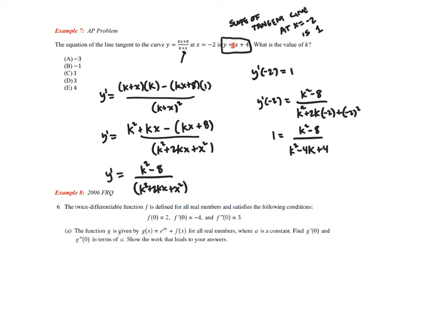So if that equals 1, then guess what has to be true? The numerator has to equal the denominator. It's k squared minus 4k plus 4. Looks like we actually won't have to factor, this will be great.